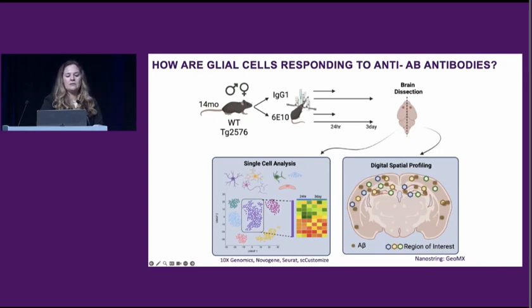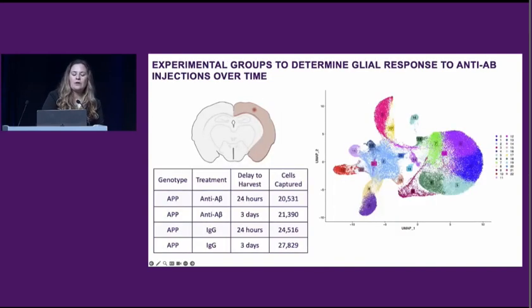And so in order to understand these glial cell responses and how they may affect the vasculature, we did single cell sequencing analysis and digital spatial profiling. So the first vignette I'm going to talk about is the single cell sequencing analysis on a single cell suspension. And so we have 4 groups that we were looking at. All of them were APP genotype for anti-A beta or IgG injected, and we had 2 time points. And I was able to capture over 20,000 cells per condition. And as you can see on the UMAP on the right, we had 23 distinct clusters.